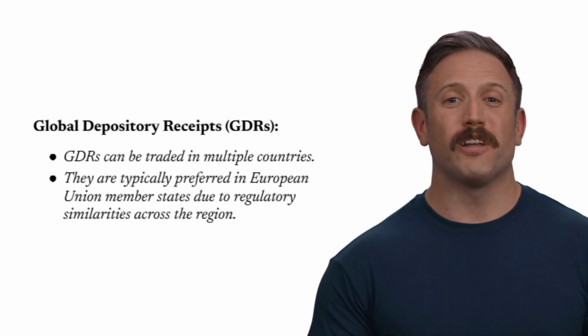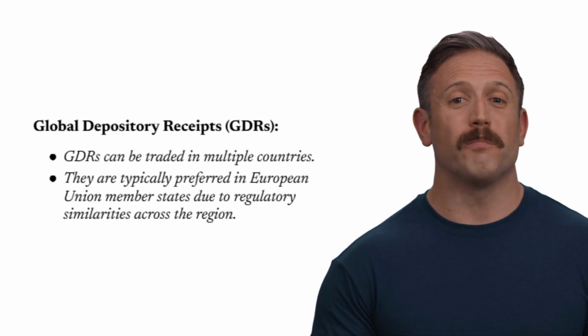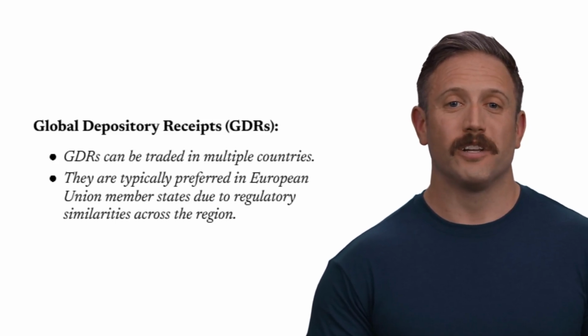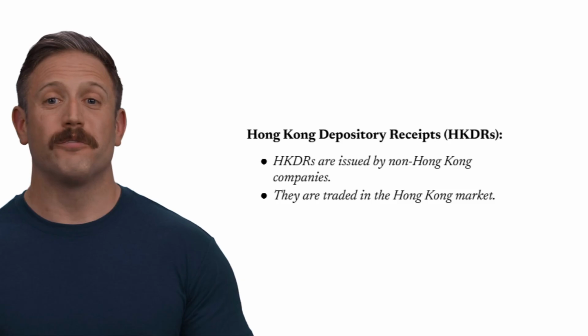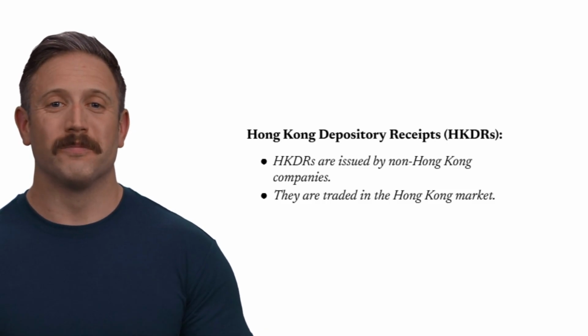Global Depository Receipts (GDRs). These DRs can be traded in multiple countries, and they are typically preferred in European Union member states due to the regulatory similarities across the region. Hong Kong Depository Receipts (HKDRs). HKDRs are issued by non-Hong Kong companies and traded in the Hong Kong market.